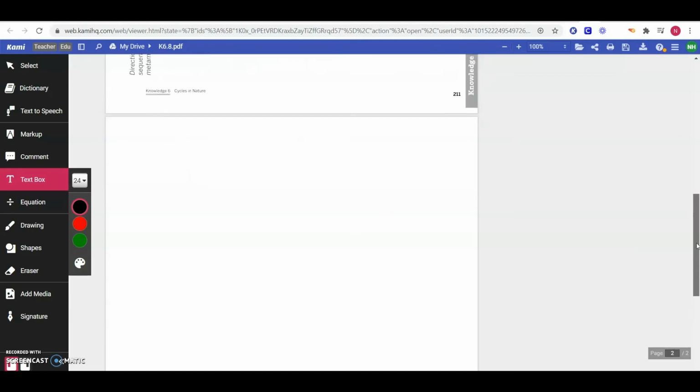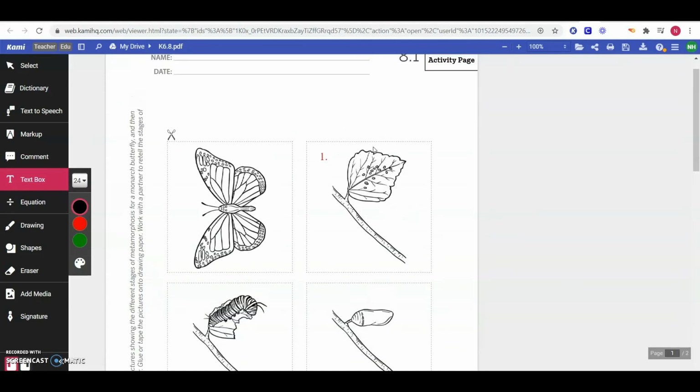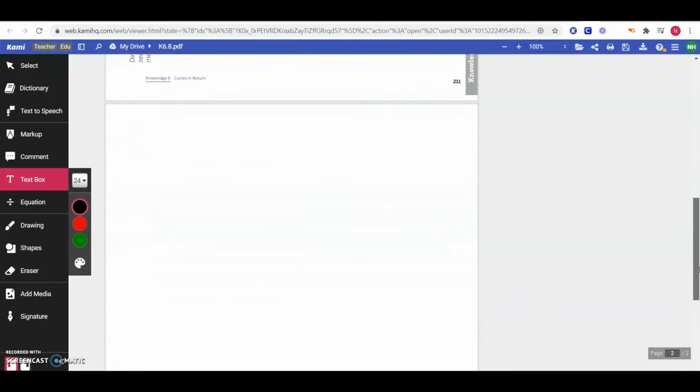So number 1, our first sentence, is going to be about our number 1 stage, the eggs. Number 2 will be about the second stage, number 3 about the third, and number 4 about the fourth. Make sure you are writing in complete sentences about what is happening in each of those stages.